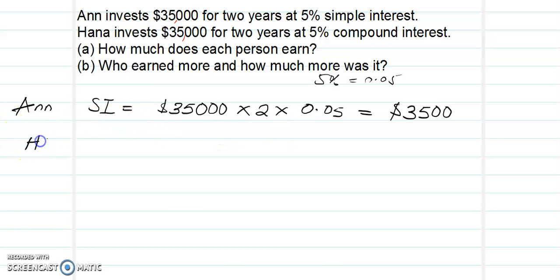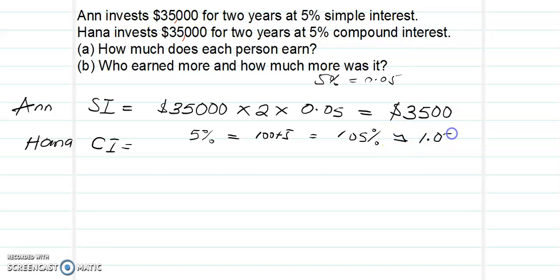Then for Hannah, who invested in compound interest, that 5% is an increase each year. That means I will have 100 plus 5%, which gives me 105. Always note this, 105%, and 105% is 1.05 in decimal.